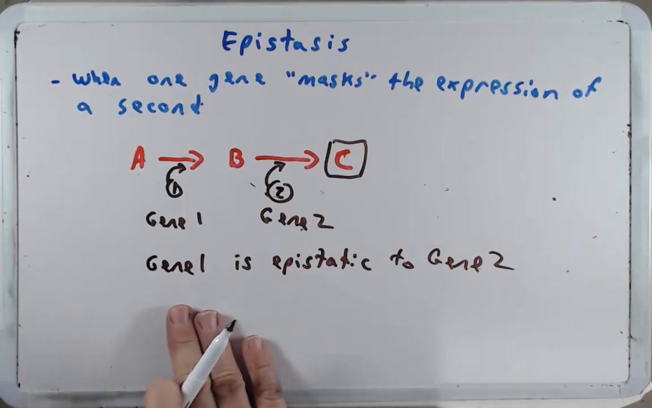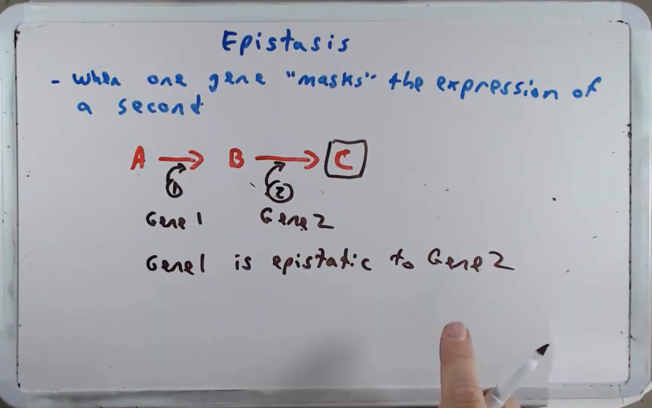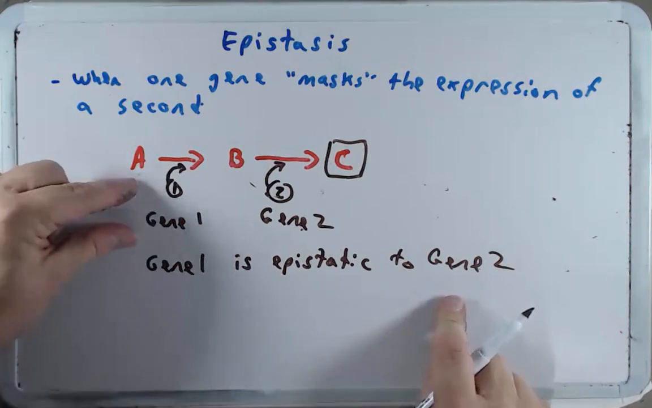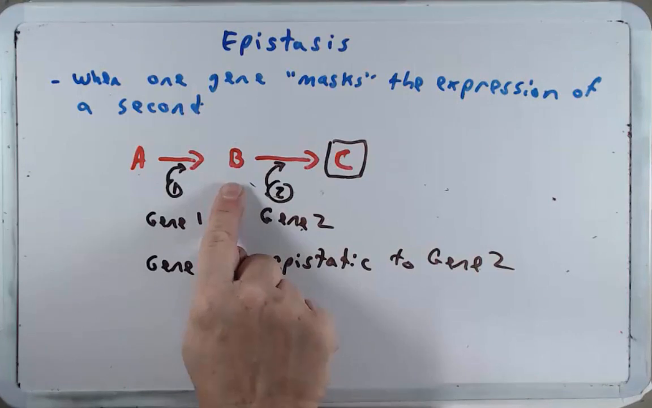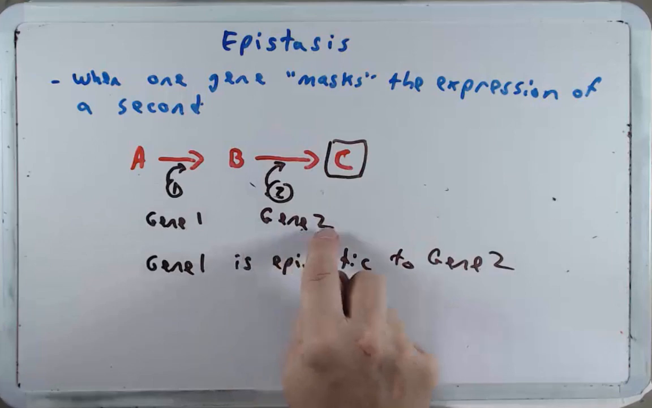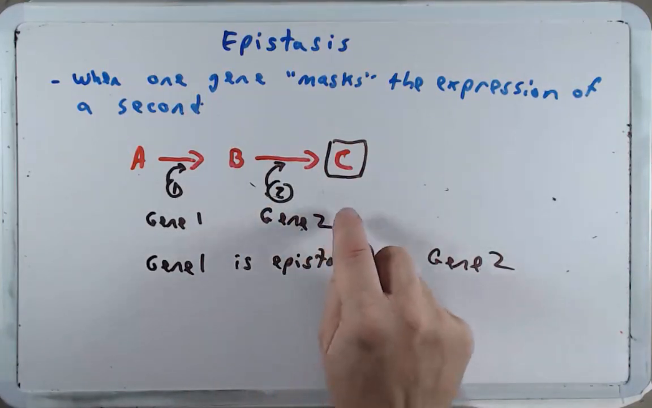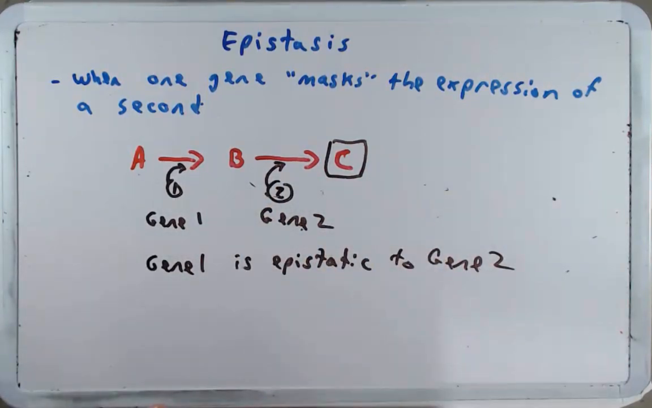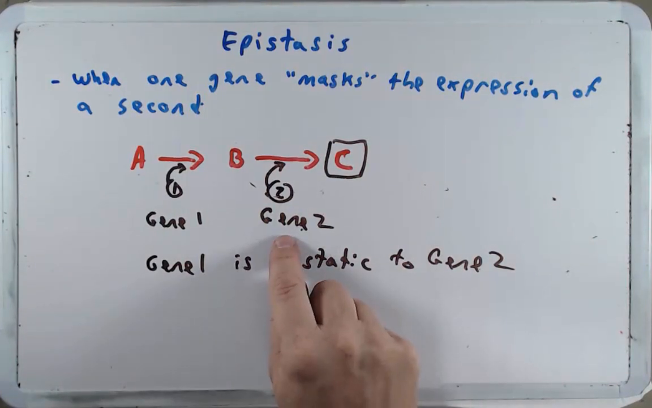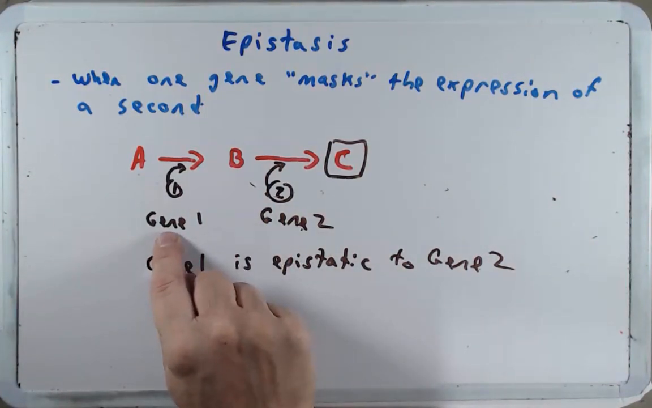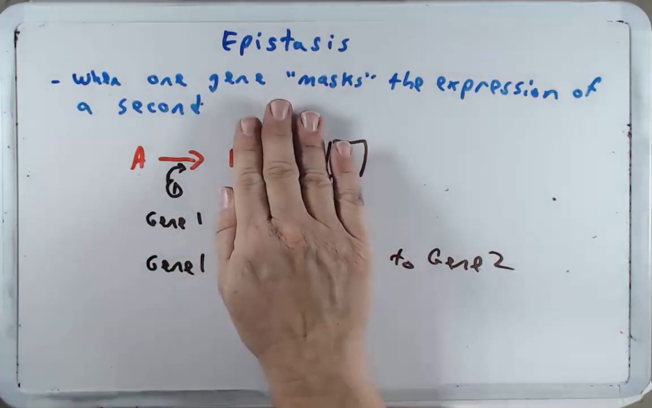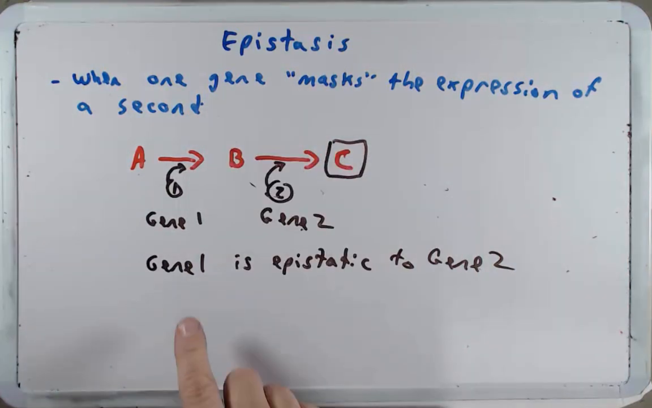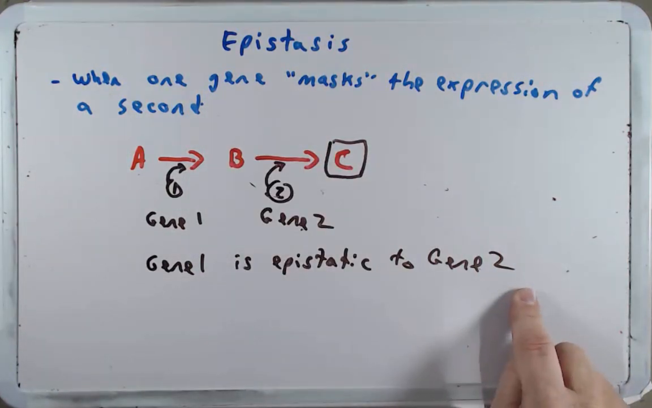So I'm going to say this in a slightly different way. What I mean by this is that if gene 1 is gone, you never make product B. And if you don't make product B, it really doesn't matter what gene 2 is. If gene 2 is mutated or if it's not mutated, it doesn't matter. Gene 2 could be fully expressed, but if gene 1 isn't there, you'll never know it. So gene 1, if it's not present, hides the rest of the pathway. So we say gene 1 is epistatic to gene 2.